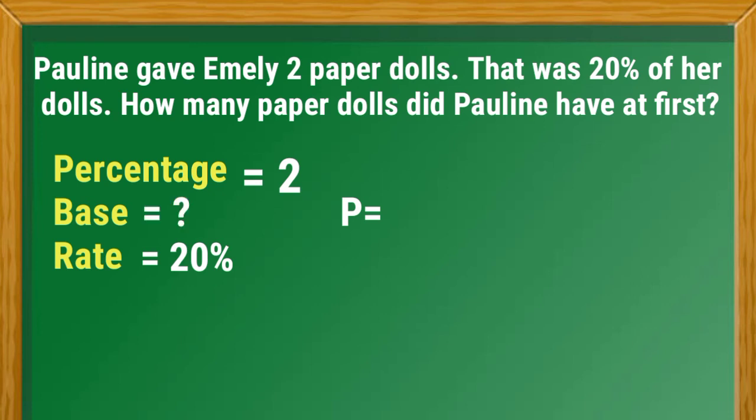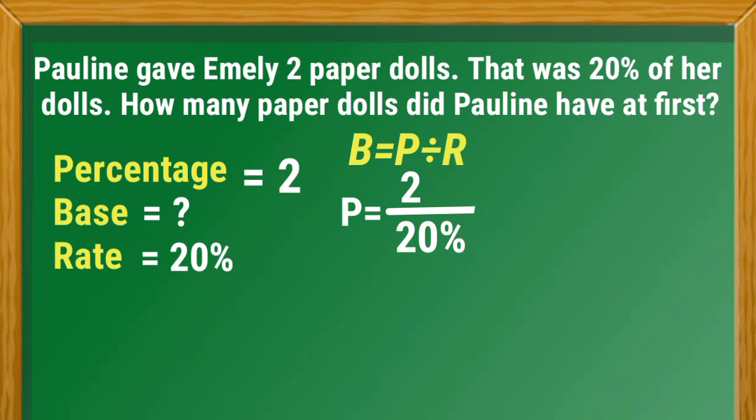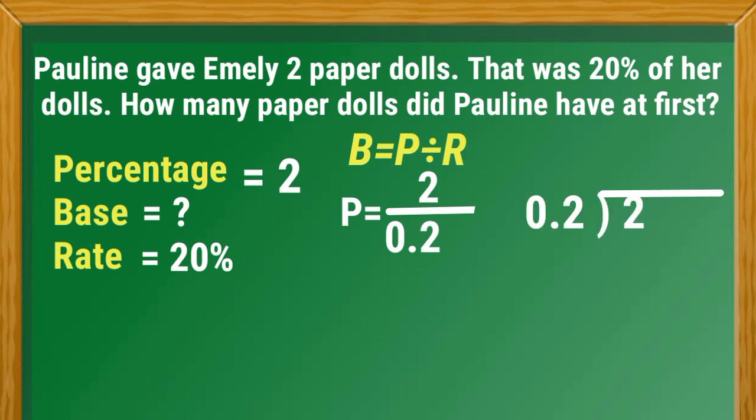Since the base is the unknown, we need to use the formula in finding the base. That is, base equals percentage over the rate. Our percentage here is 2 and the rate is 20%. We have to divide 2 by 20%. But before that, we have to convert 20% to decimal. That will be 0.2 or 2 tenths. This will become 2 over 2 tenths. And then we are going to divide 2 by 2 tenths.